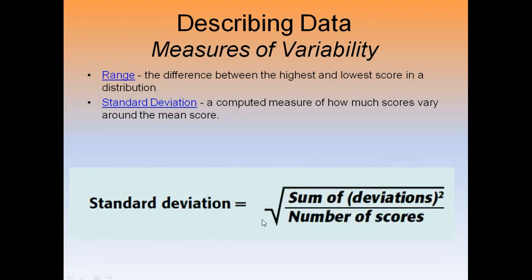How you calculate the standard deviation, you will never have to do this, but this is just so you know how they calculate it. It's the sum of all the deviations squared, divided by the number of scores, taking the square root of that number. Now again, you're never going to have to do that in this class. If you move further along in psychology, you probably will have to.